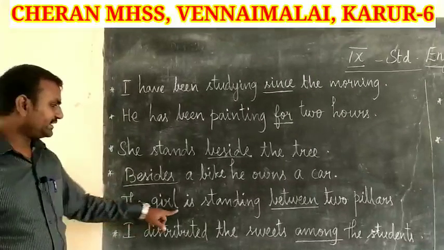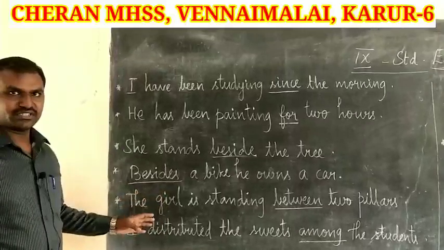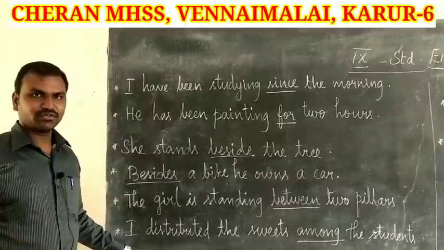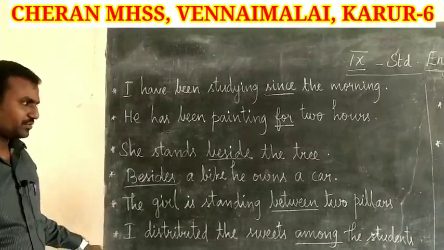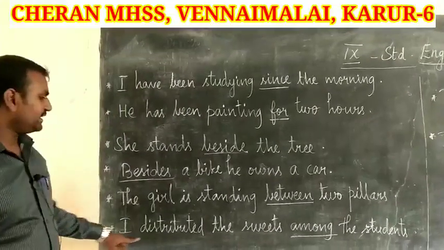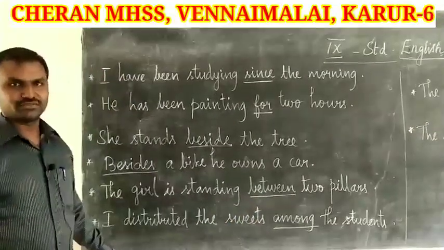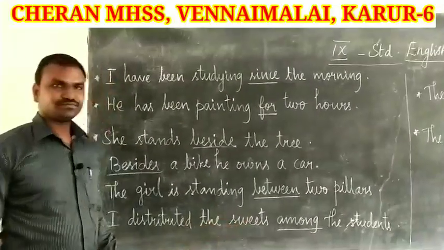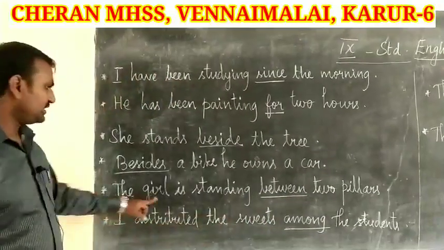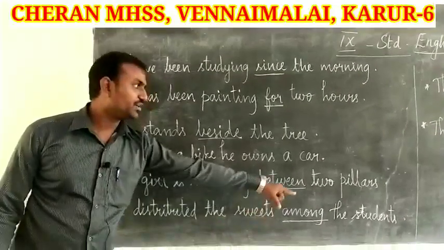The girl is standing between two pillars. When we talk about two objects, something is in the middle, we have to say between. If the objects are more than two, we have to use the preposition among. For example, I distributed the sweets among the students. More than two, we have to use among. If there are two pillars, we have to use between. The girl is standing between two pillars. Here I distributed the sweets among the students.